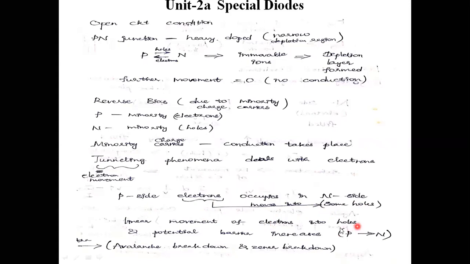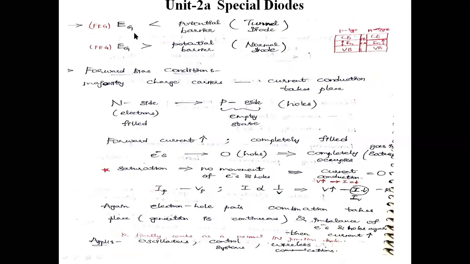Linear movement of electrons into holes, and the potential barrier increases from P to N. When going from P to N, the potential barrier increases, and we know two types of breakdowns will occur here. Those two types of breakdowns are Zener breakdown and avalanche breakdown.